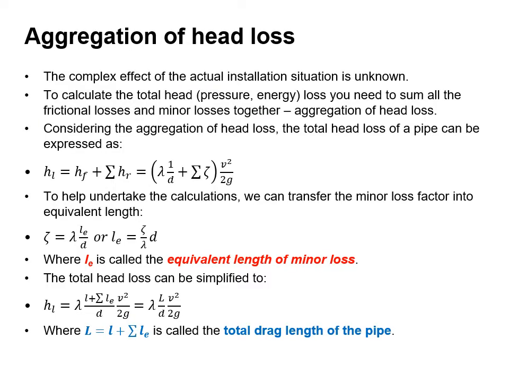So the complex effect of the actual installation situation is unknown, but what we can do at this stage is calculate the total head with the pressure or energy loss. You need to sum up all the frictional losses and minor losses together, and this forms an aggregation of head loss. Considering the aggregation of head loss, the total head loss of a pipe can be expressed as shown. To help undertake the calculations, we can transfer the minor loss factors into an equivalent length, and this is known as the equivalent length of minor loss. So the total head loss can then be simplified to the calculations shown, where L is the total drag length of the pipe.